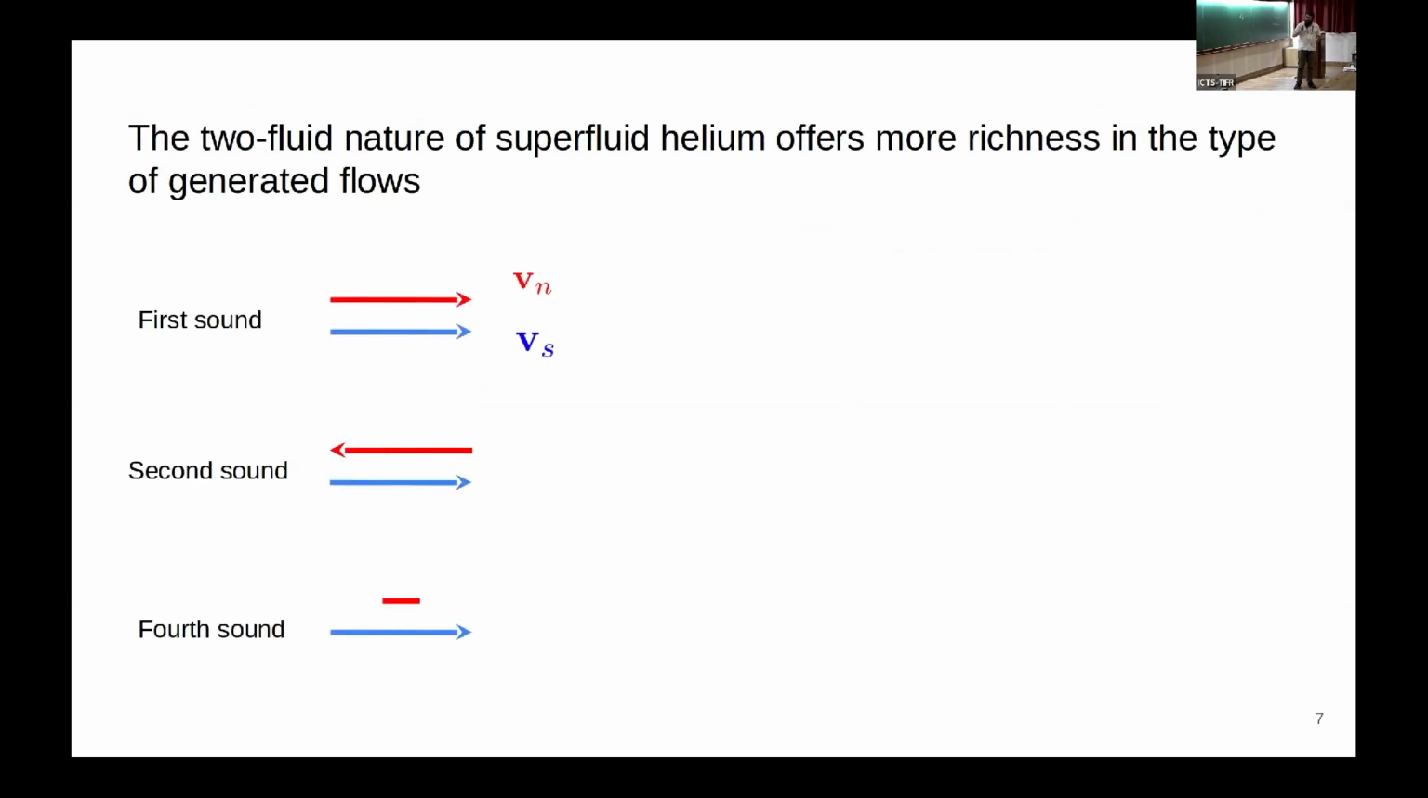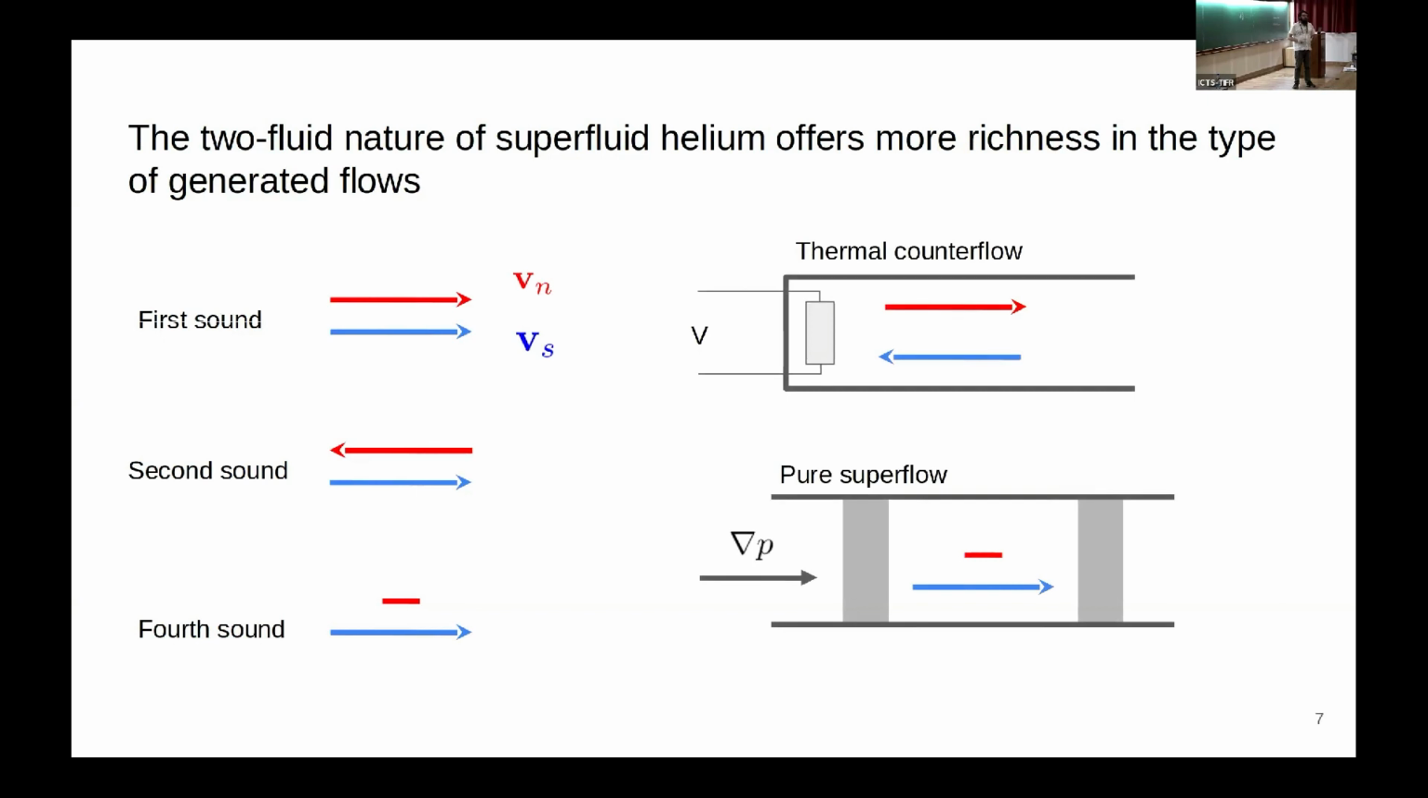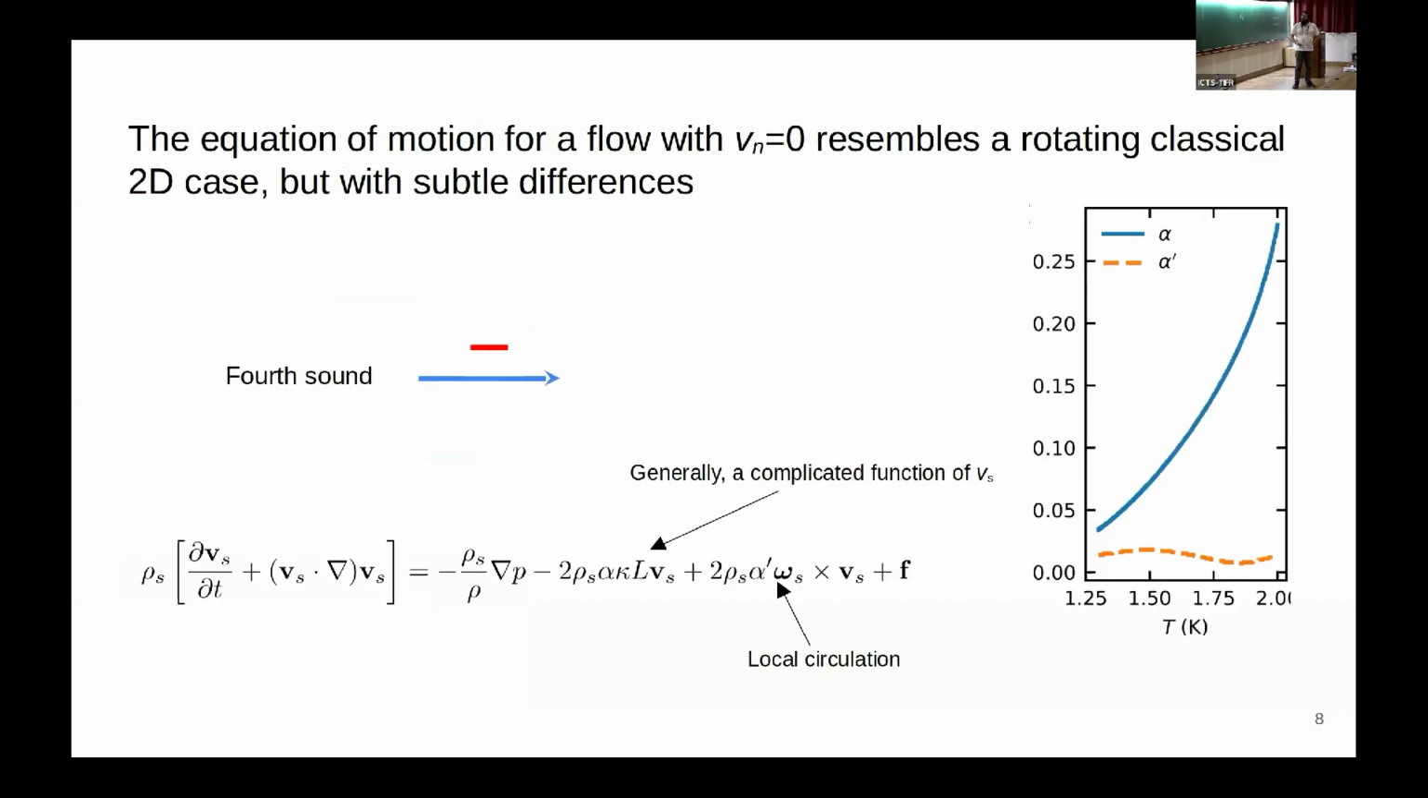But if we ignore that for the moment, the two-fluid nature of superfluid helium allows for the existence of multiple types of sound: first sound, second sound, and fourth sound, where the normal fluid is stationary and the superfluid oscillates. It also allows construction of various DC flows. For our experiment, we will be using specifically this fourth sound, where by geometrical confinement we prevent the normal fluid from moving, and we only oscillate the superfluid component.